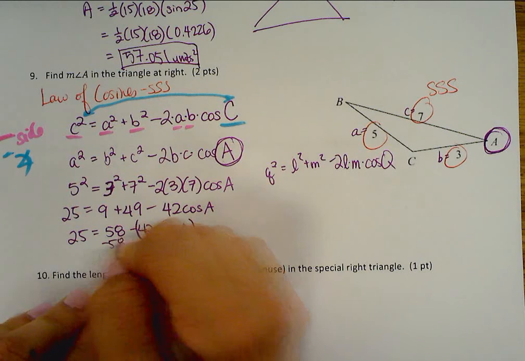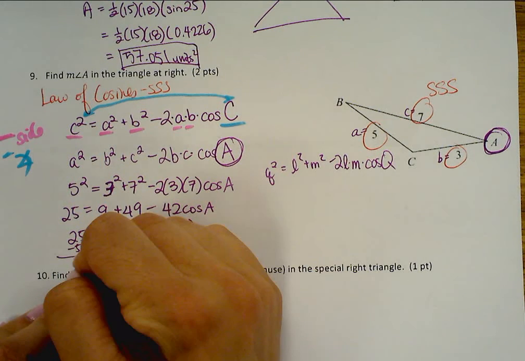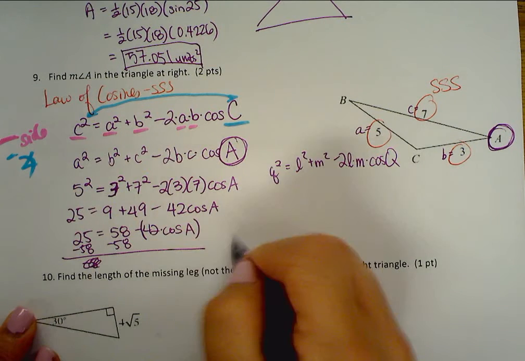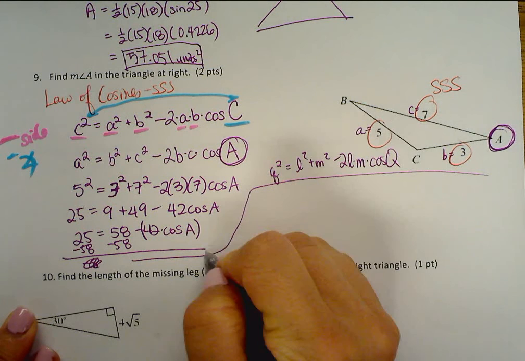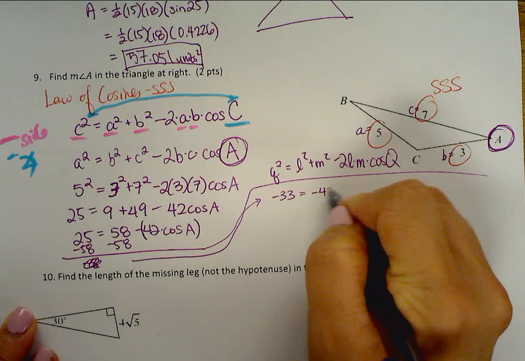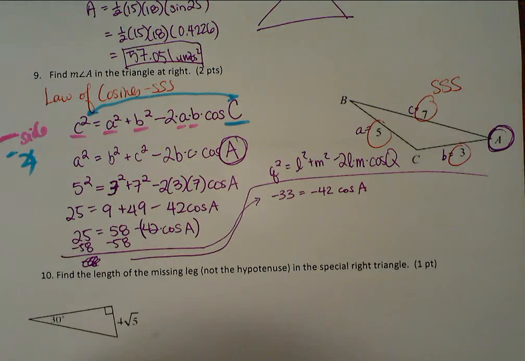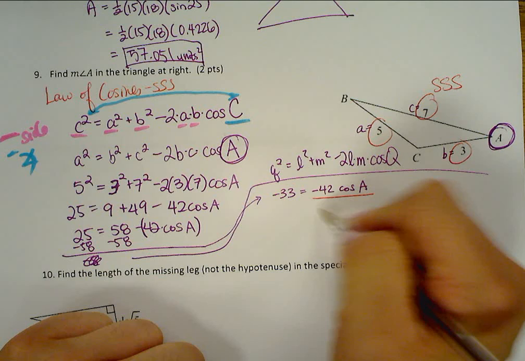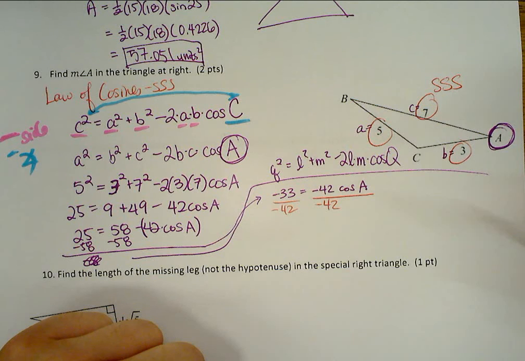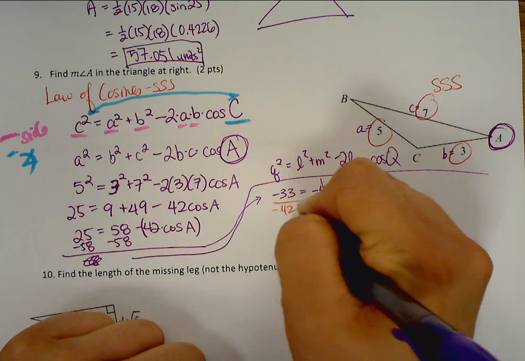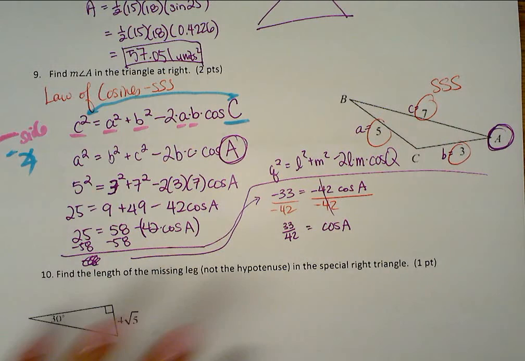25 minus 58 is negative, sorry, I went crazy for a minute there. Okay, I'm going to move all of this over here. Negative 33 equals negative 42 cosine of A. Then what? Divide by what? Negative 42. Okay, so these become what? What's negative 42 divided by 42? 1. So cosine of A equals, okay, the negatives could cancel, so just this fraction. Okay, you might make it into a decimal, but you don't have to. Okay. Is everybody with me here?